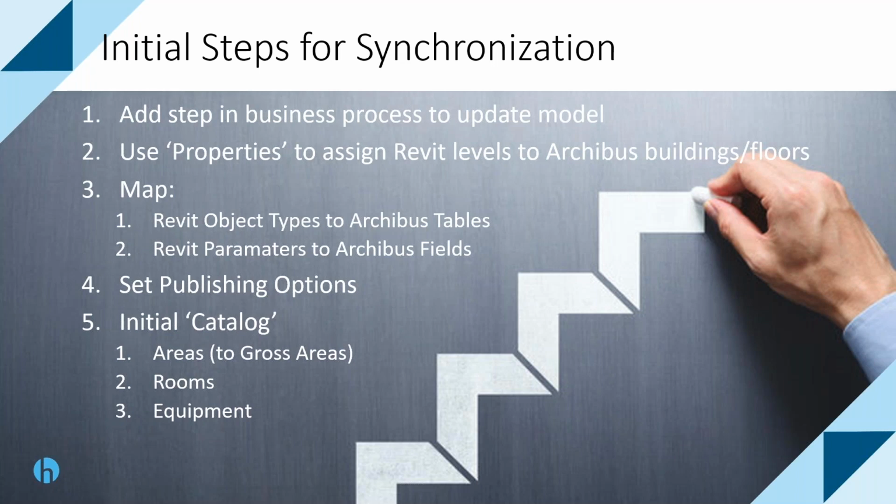Number 1, add a step in the business process to update a model. What that means is you have business processes for requesting space changes, for making moves, for doing construction, and so on. If you have a business process flow and you have groups involved in that, insert into that process a point where the BIM specialist or the BIM manager, whoever is responsible for updating the model, is informed of the need to make a change. And then they can open up the facility information model and make that change.